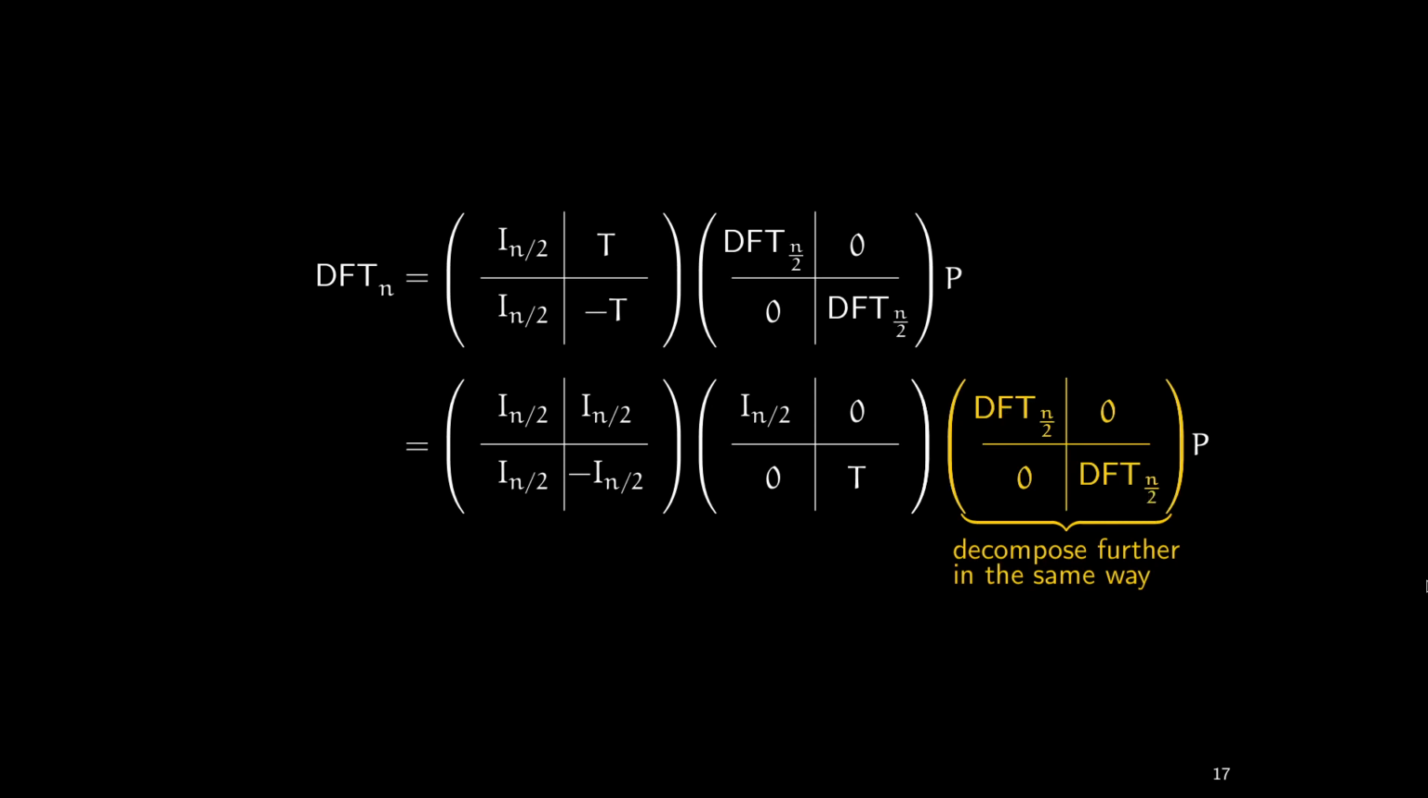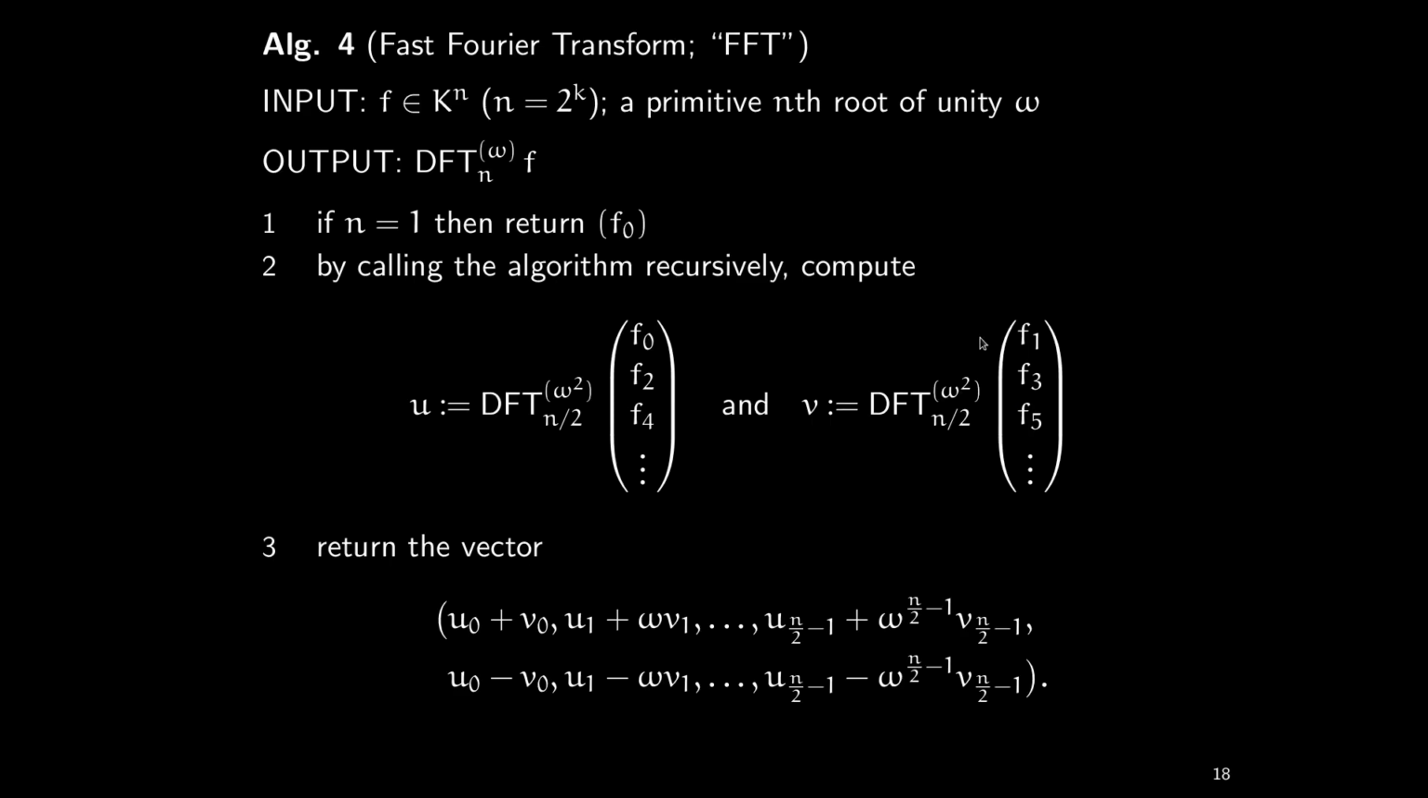And how often will I have to do this? How often can I divide n by 2 before there's nothing left? I can do that log n times. So I have succeeded in writing the DFT matrix as a product of log n many matrices, each of which is so simple that I can do the matrix vector multiplication in linear time. And this is the magic in the FFT algorithm, which is just what I just explained, written down as an algorithm.